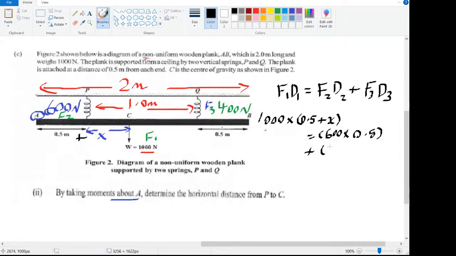And 400. So you're looking at F3, this spring here, right? 400. Them real dread to give this question in these COVID times. Alright, so now I guess it's just to simplify it. So 1,000 times 0.5 is 500. So that's 500 plus 1,000x.